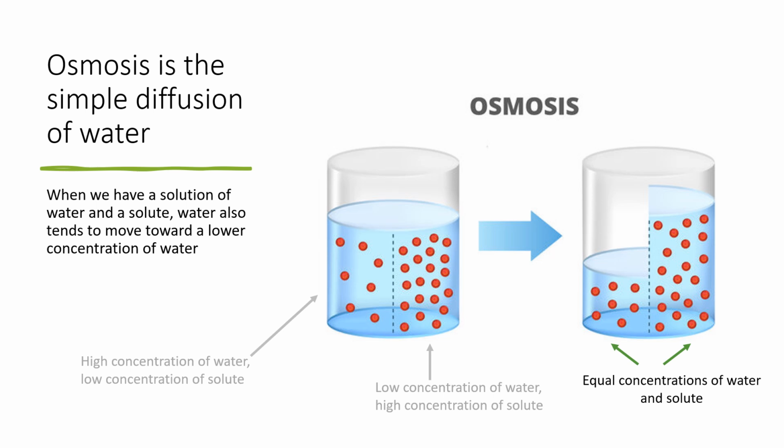Here is the same beaker after a few minutes. You can see that water moved from the left side of the beaker to the right side. Now, even though there is more water on the right side, the density of the solute is the same on either side. This is osmosis, which is a form of simple diffusion.